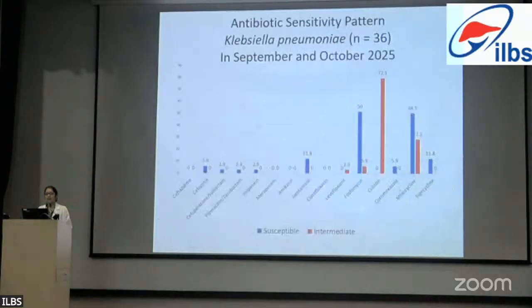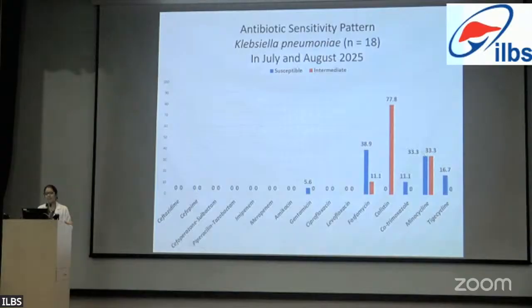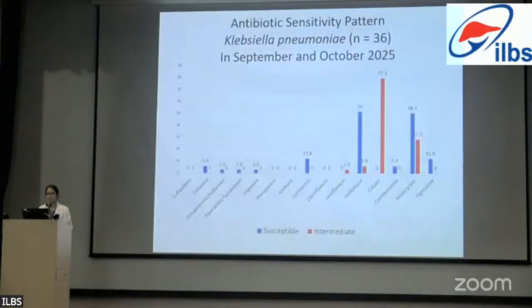This is the antibiogram for September and October for Klebsiella pneumoniae. Again, the antibiogram is pretty much similar to the one that I showed before. Colistin has some role. It has intermediate sensitivity for 77% of the isolates. Phosphomycin and minocycline are the other options. This is very similar to the one that I showed for July and August. Not much change has been there for the last 2-3 months.